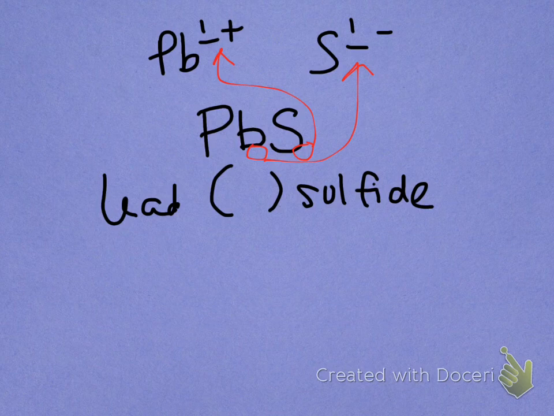Sulfur doesn't form a -1 ion. Sulfur and oxygen are pretty universally 2 minus. So what happened? Simplification. So this must have been lead what? 2. Lead 2 sulfide.